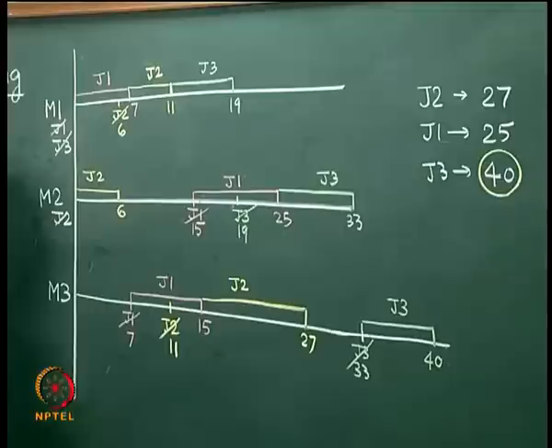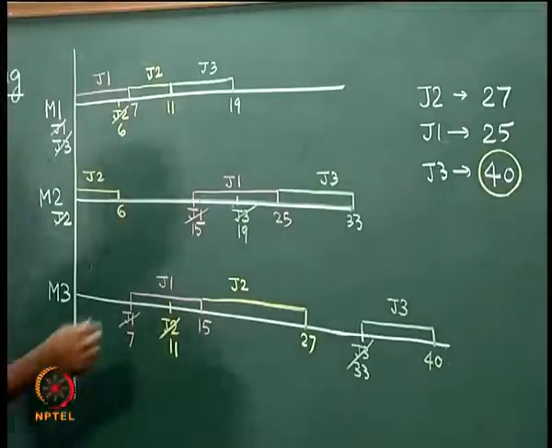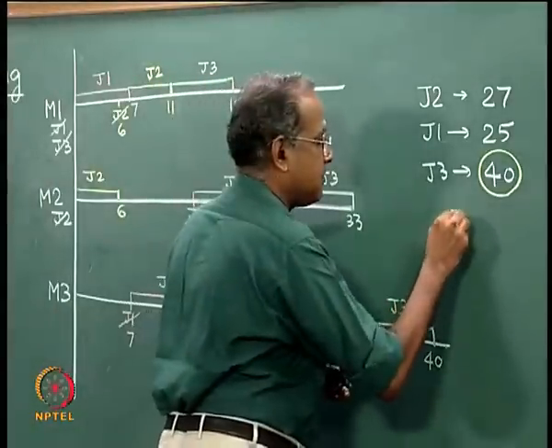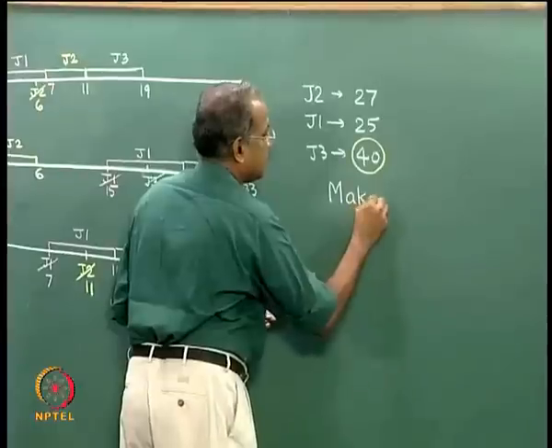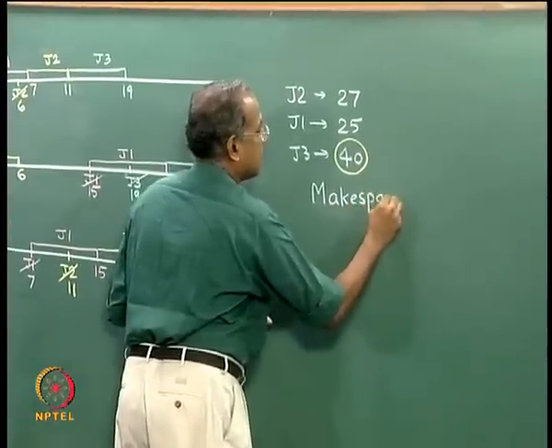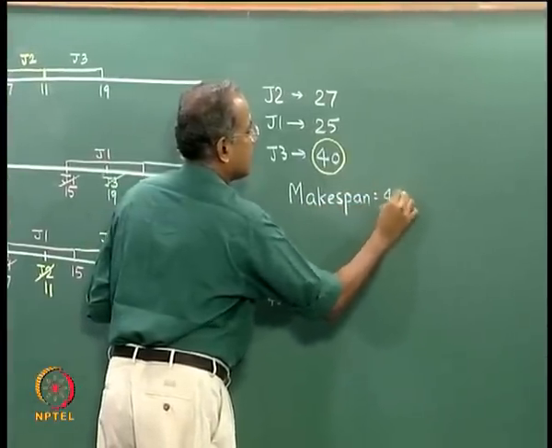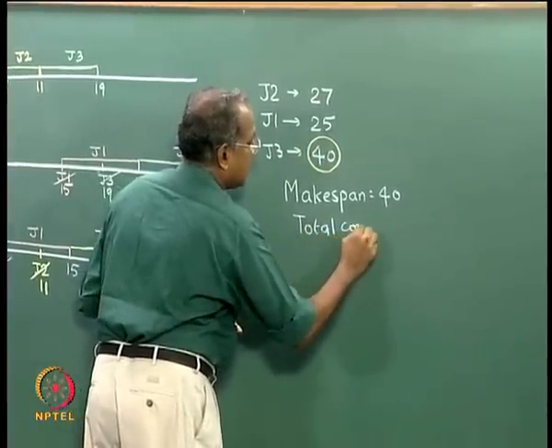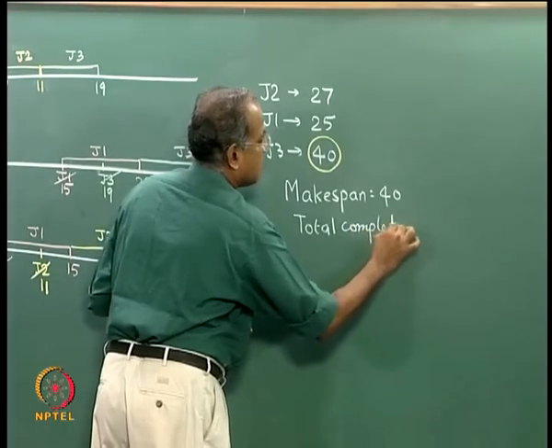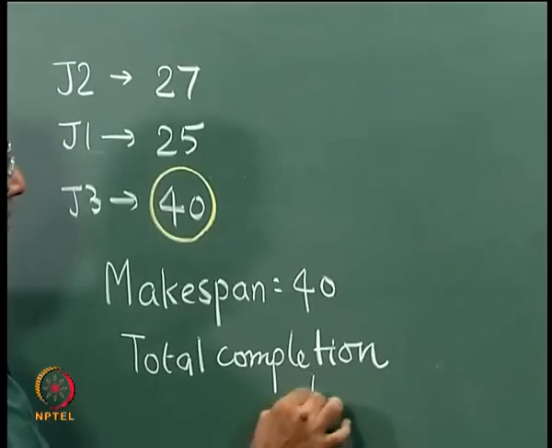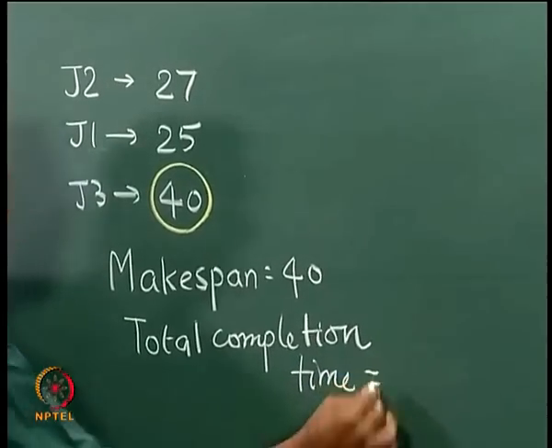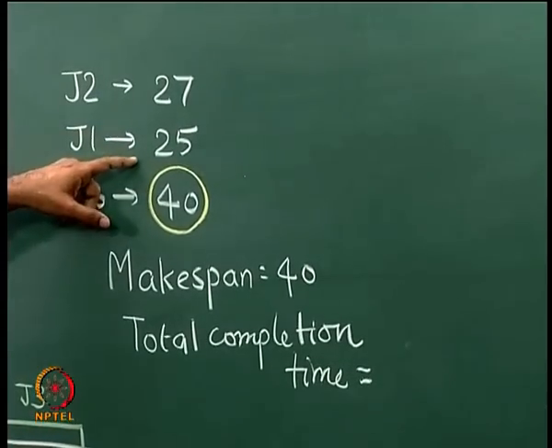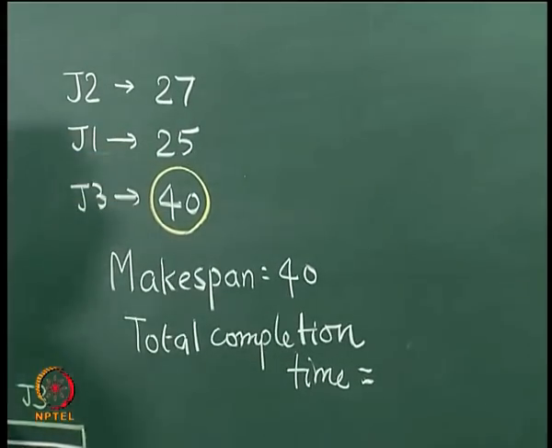So, now we can write that make span is 40, total completion time is 27 plus 25 is 52 plus 40, 92.